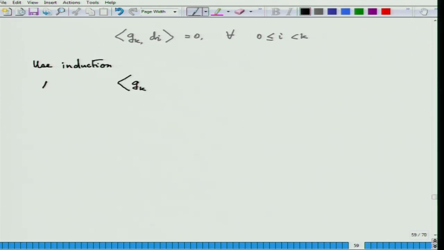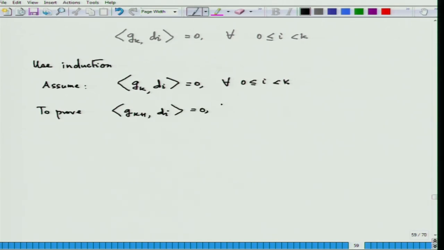let us assume g_k d_i is equal to 0 for all i, and to prove g_{k+1} d_i is equal to 0 for all i. So that is exactly what we have to do. So, we have assumed this. Now, let us start working it out. Let us observe this fact.